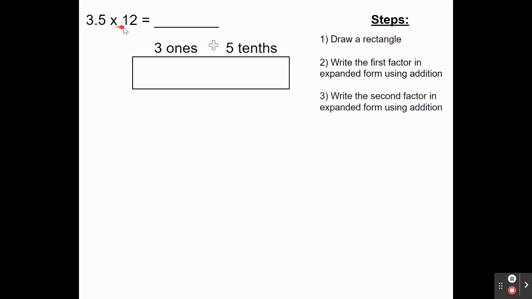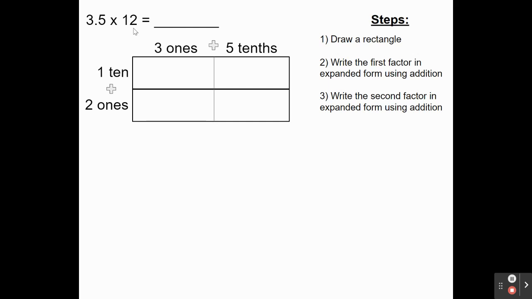Now let's write the second factor in expanded form. The second factor is 12. The 1 is in the tens place, so we're going to put 1 ten. The 2 is in the ones place, so we're going to add 2 ones underneath. We can extend the rectangle so that we have enough space. Wherever we see an addition sign, we're going to draw a line to break our larger rectangle into smaller rectangles.